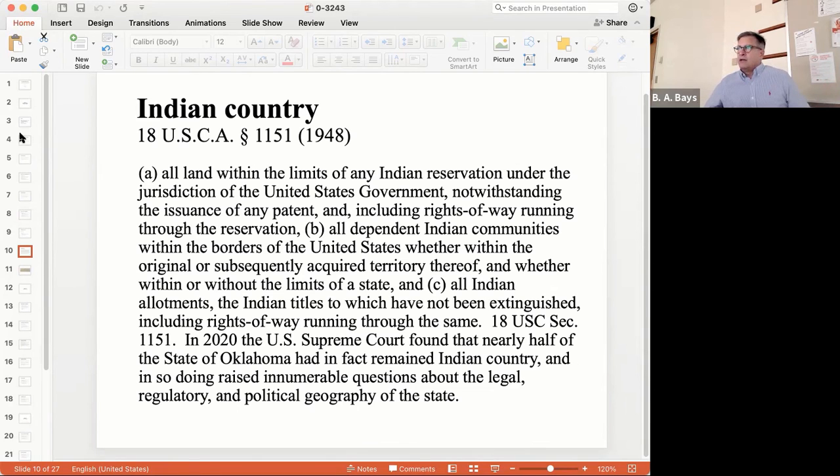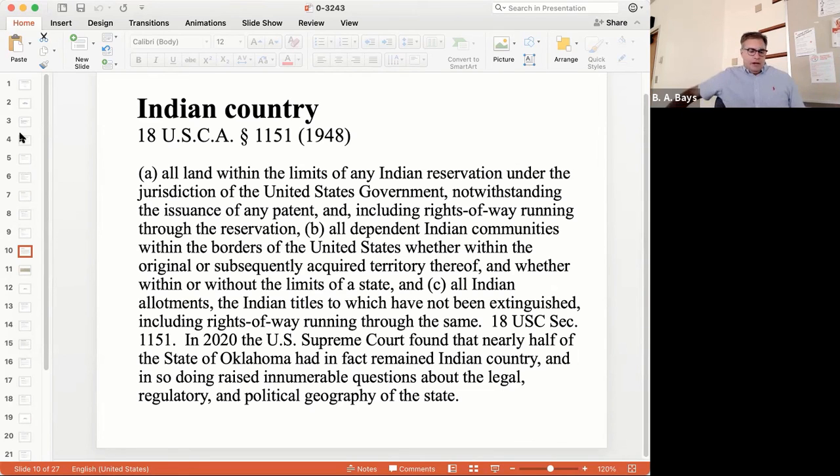And that includes within the limits of any Indian reservation. The Cherokee, the Creek Nation we know now is an Indian reservation, and it was never disestablished. It was never annihilated. Okay, it still exists.